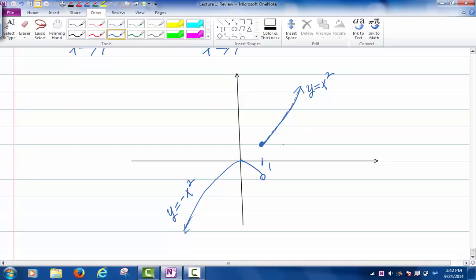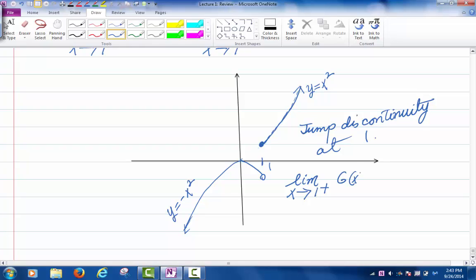So here I have a jump discontinuity at 1. Again, what happened here? What happened here is that the limit as x goes to 1 from the right of this function is not equal to the limit as x goes to 1 from the left of this function. So the second condition was not satisfied. Okay?